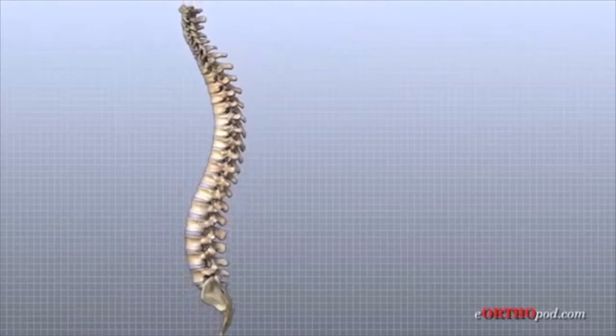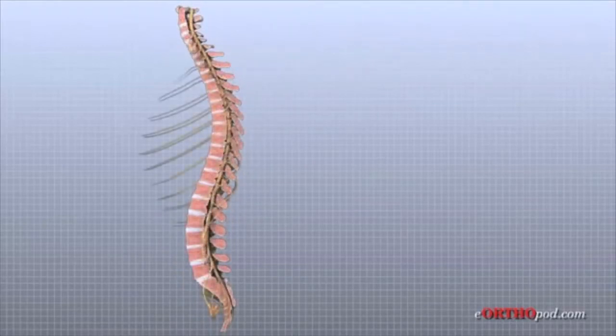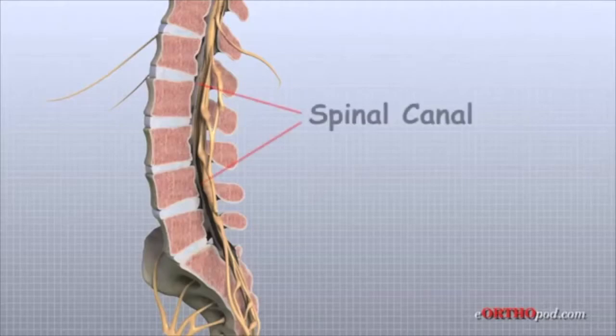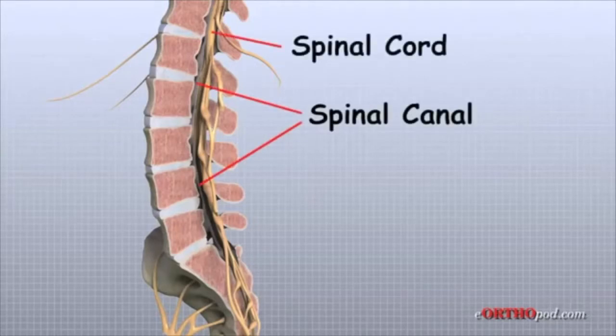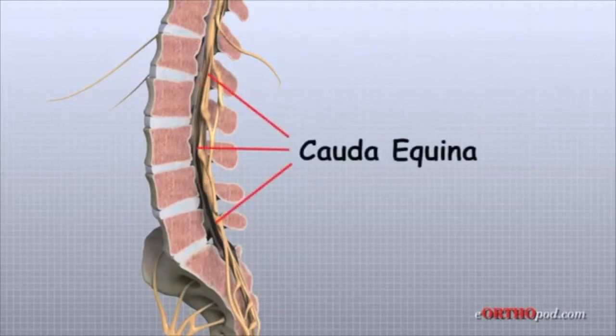Just as the skull protects the brain, the bones of the spinal column protect the spinal cord. The spinal cord extends from the brain to the L2 vertebra. Below this level, the spinal cord splits into a bundle of nerves that goes to the lower limbs and pelvic organs. The Latin term for this bundle of nerves is cauda equina, meaning horse's tail.